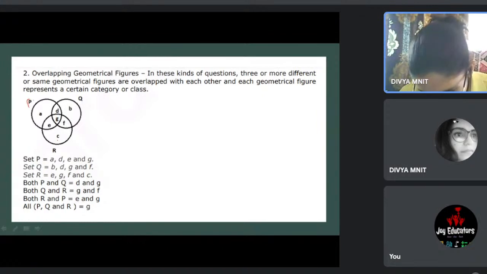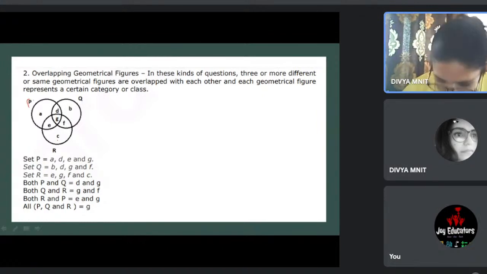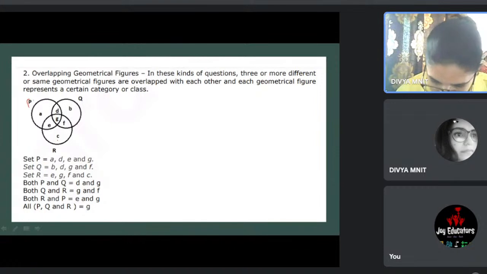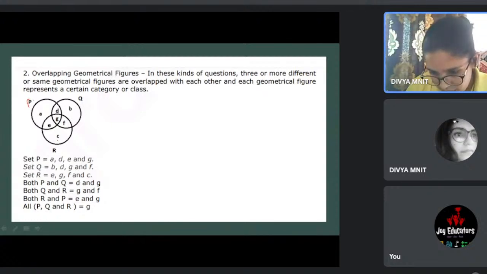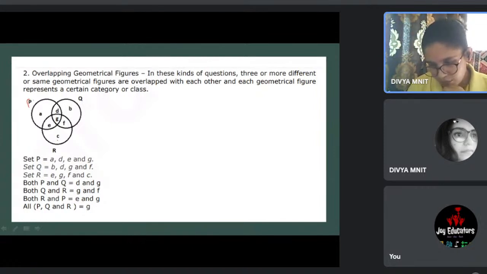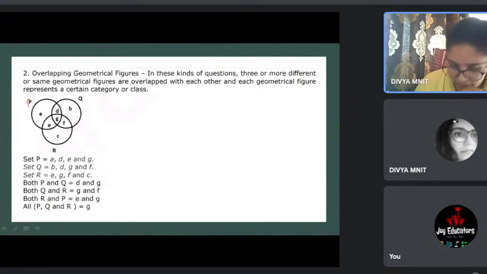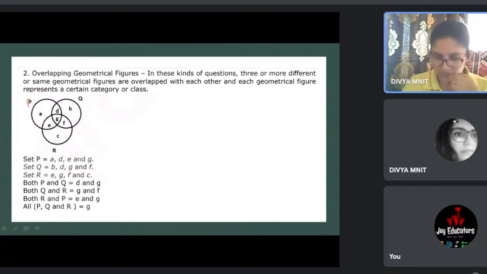The video is not clear. Okay. Wait a minute. I think you have to increase your video quality. If you increase the video quality, then it will be clear.